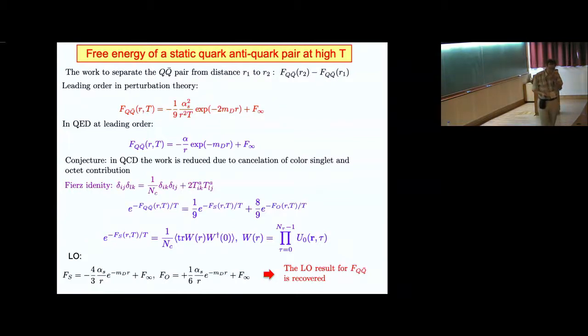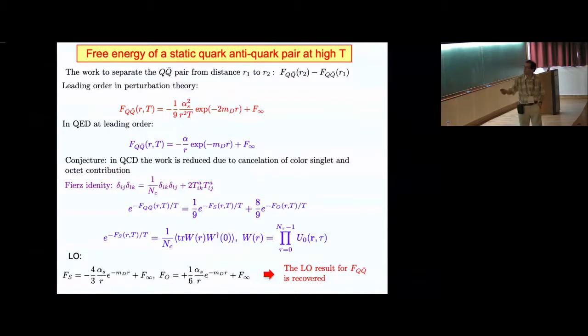So if you think about the physical interpretation of the free energy of a static quark and anti-quark pair, it's essentially the work you have to do to separate a quark from an anti-quark, which were at distance R1, to distance R2. So the difference in the free energy calculated at distance R2 minus the free energy calculated at distance R1 is the amount of work you have to do to separate them from distance R1 to distance R2. You can calculate it at leading order in perturbation theory. And at leading order of perturbation theory, you see that the free energy of the quark and anti-quark is proportional to alpha S squared, 1 over R squared, and exponent of 2 times the Debye mass, plus some finite term, which is essentially the free energy of a quark and anti-quark that have been separated to infinity.